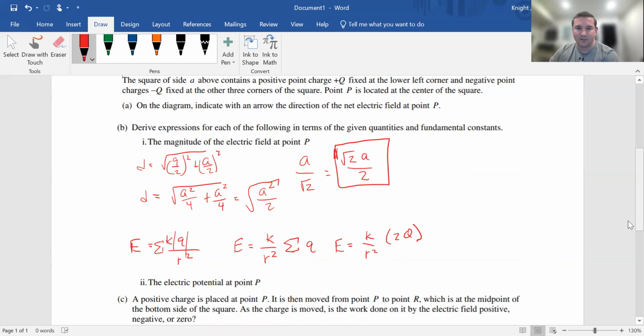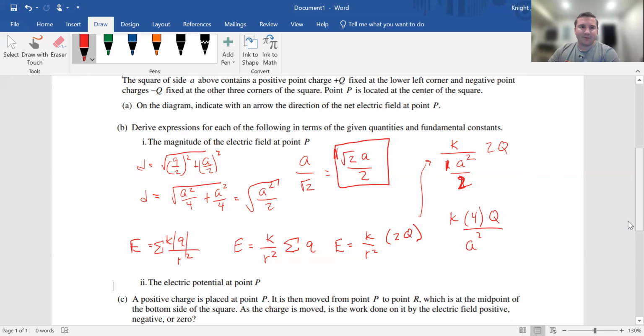The only thing we have to plug in is the r squared, which we know is root 2a over 2. So we'll have, if I come up here, K over 2a squared over 4, right? Because that's r squared. So squared is 2, squared is a squared, squared is 4. That factors down to 1/2 times 2Q. 2 comes to the top, I think. So we'll get K times 4 times Q over a squared.